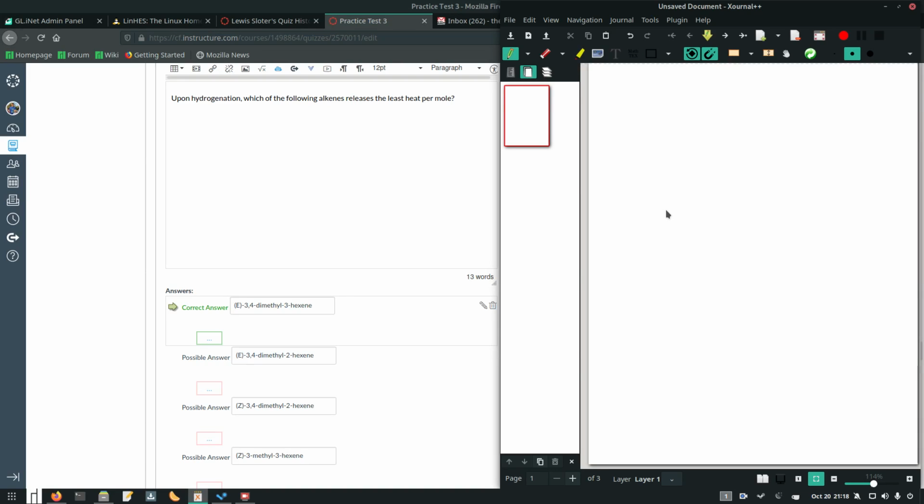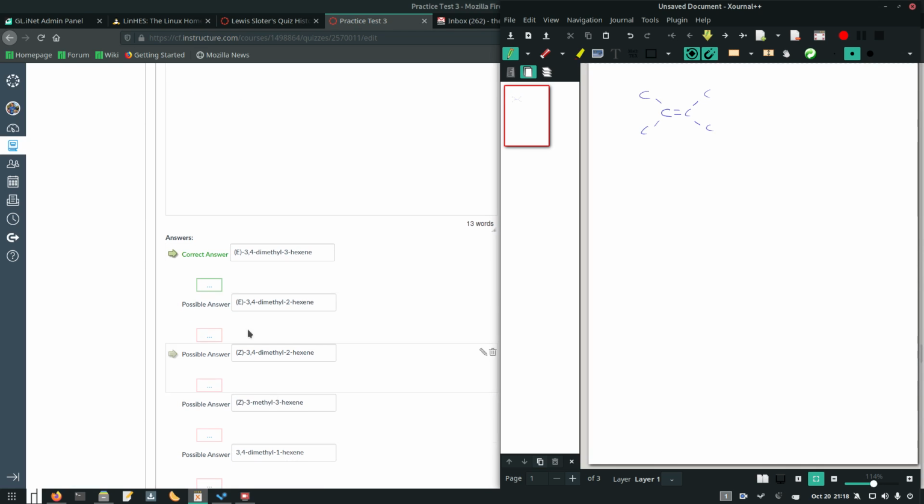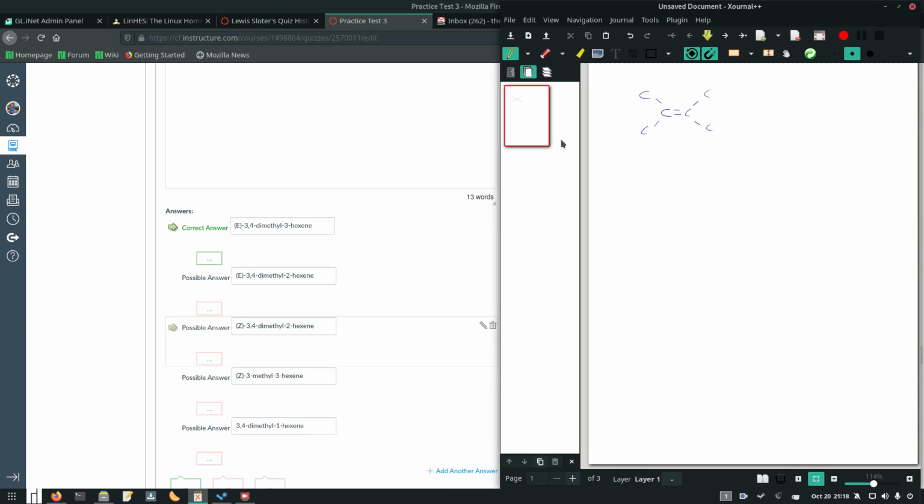Okay, upon hydrogenation, which of the following alkenes releases the least heat per mole? Alright, to get the least amount of heat per mole from an alkene, you want an alkene where the double bond is relatively substituted. So I'd love to see one with a lot of carbons on it. Now, how my answer key lists it, it does list the first one as the correct answer.